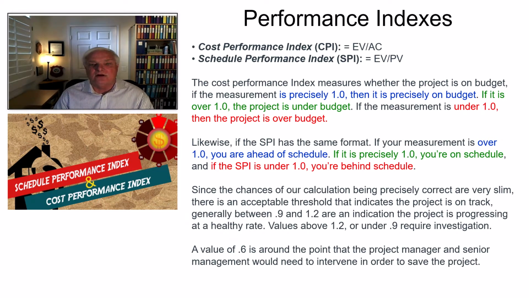And typically the cost performance index measures whether the project is on budget. If the measurement is precisely 1.0, then it is precisely on budget. If it's over 1.0, and remember this is the cost performance index, CPI, if it's over 1.0, the project is under budget. If the measurement is under 1.0, then the project is over budget. So any number above 1 or on 1 is seen as positive from a cost performance standpoint. Anytime you drop below 1, you are looking at something that is over budget.